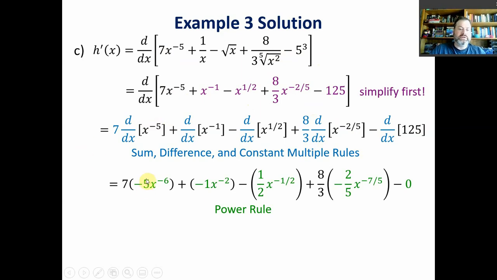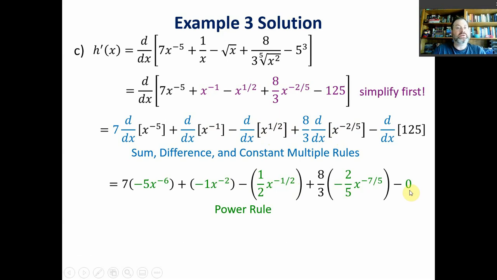So the -5 comes to the front. This power drops by 1. -5 minus 1 is -6. Here, derivative of x to the -1. The -1 comes to the front. The power drops by 1. -1 minus 1 is -2. Here we have x to the 1/2. The 1/2 comes to the front. 1/2 minus 1 is -1/2. And last but not least, x to the -2/5, the -2/5 comes to the front. -2/5 minus 1 is -7/5.